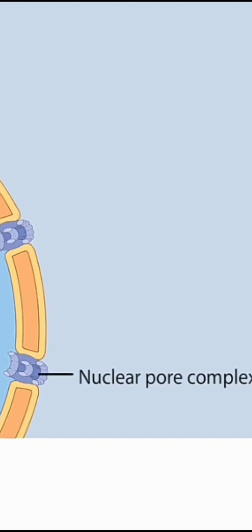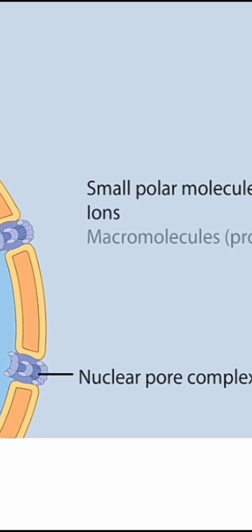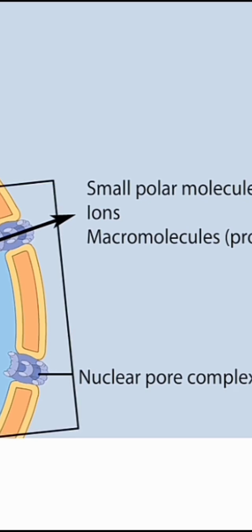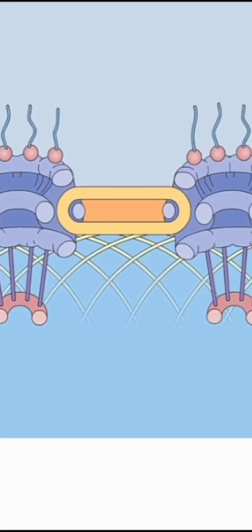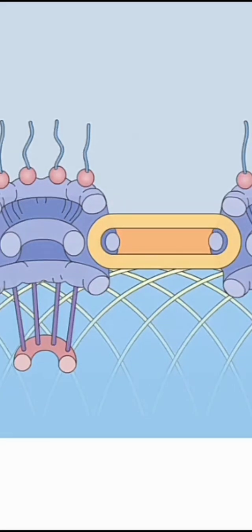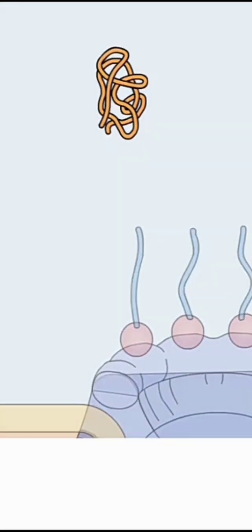The nuclear pore complexes are the only channels through which small polar molecules, ions, and macromolecules can travel between the nucleus and the cytoplasm. By controlling this traffic, the nuclear pore complex plays a fundamental role in the physiology of all eukaryotic cells. Most proteins and RNAs are too large to move through the complex by passive diffusion and must move by an active process in which appropriate proteins and RNAs are recognized and selectively transported in a specific direction.